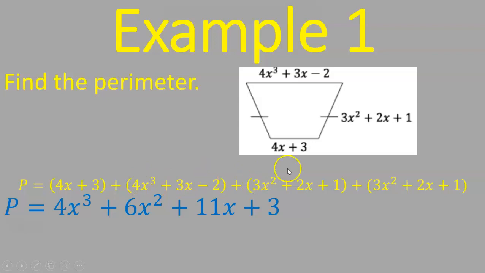I have this 3x squared and this 3x squared, which makes 6x squared. I have this 4x, this 3x, that's 7x, plus 2x makes 9x, plus 2x more makes 11x. 3 minus 2 is 1, 1 plus 1 is 2, 2 plus 1 is 3. Okay, so that's the perimeter of that shape.